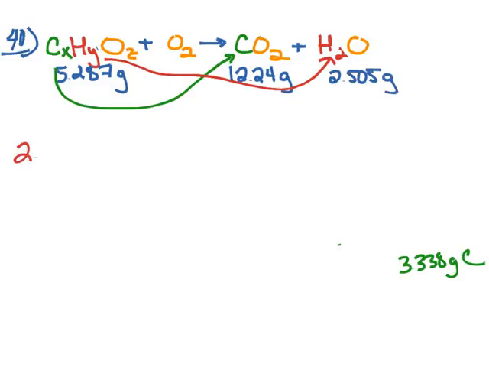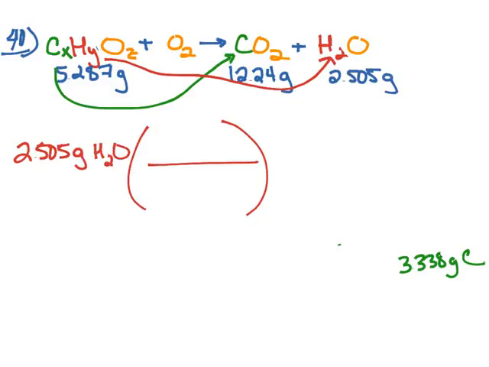So I start with 2.505 grams of H2O. That is in my problem statement. And again, I can convert into grams of just hydrogen. I want grams of H2O on the bottom. I want grams of hydrogen on top. And I can use in my conversion factor how many grams of H are in every mole of H2O. So 1 mole of H2O weighs 18 grams.